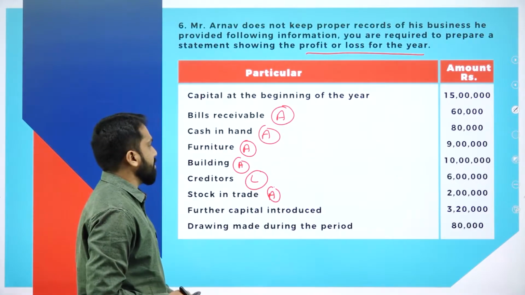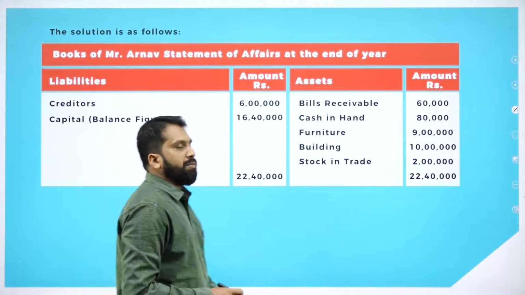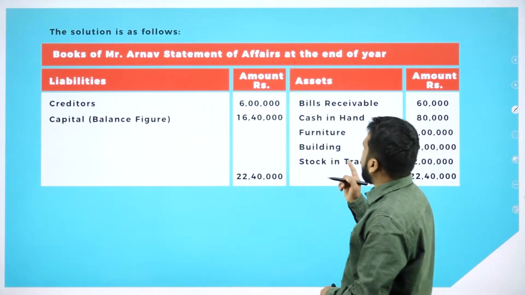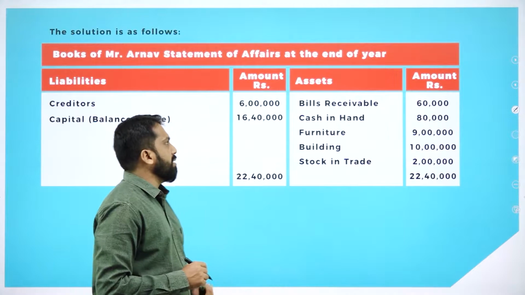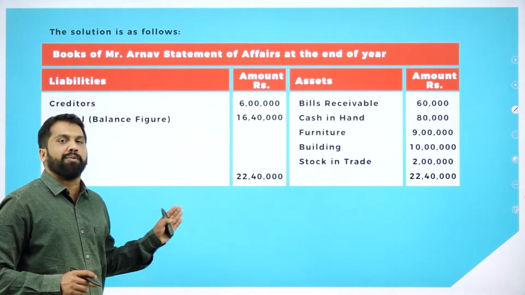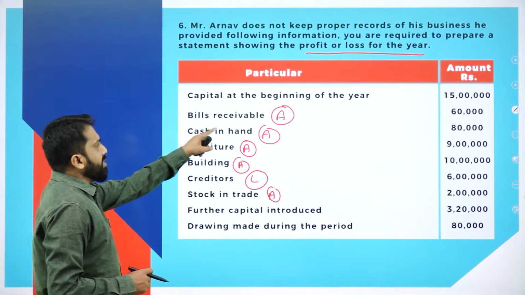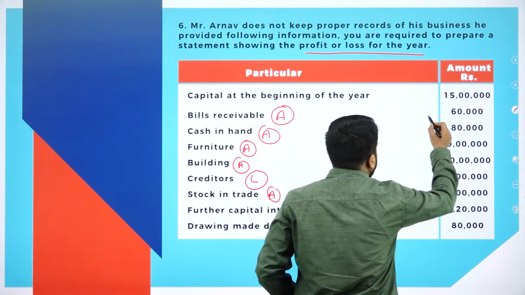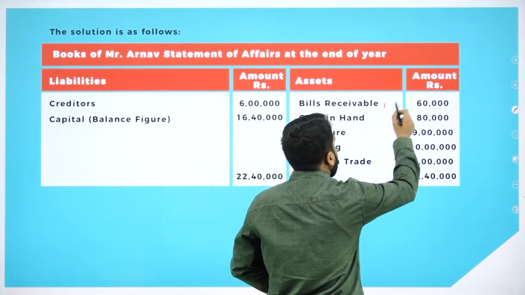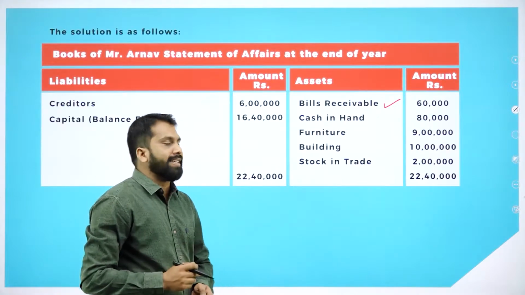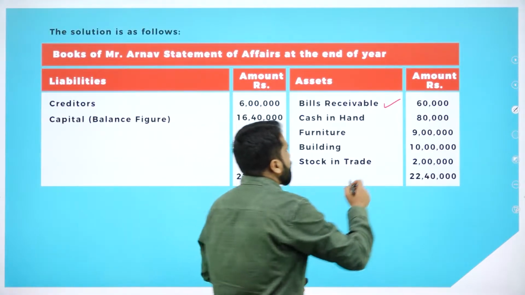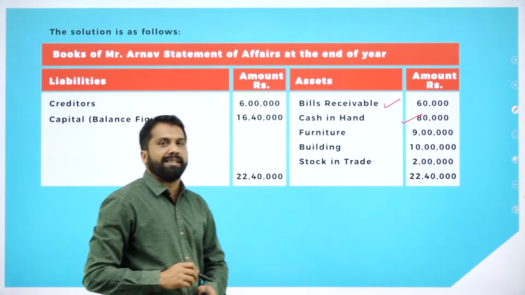Clear? Yes. Now, see, this will be your statement of affairs. Now, you have creditors, capital, and on the other side you have bills receivable, cash in hand, furniture, building, stock in trade. I'll go back to your question. We'll check one by one. Bills receivable is 60,000. It is done. We'll go for the next one. Cash in hand 80,000. We'll check that. Cash in hand 80,000. Next.